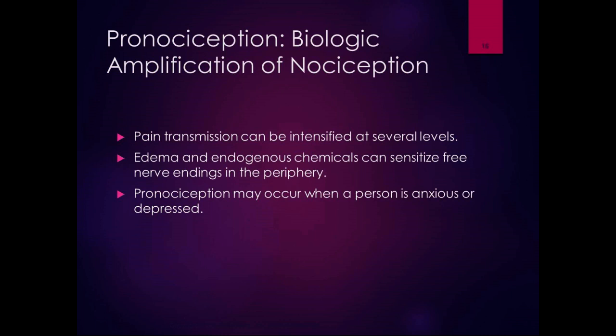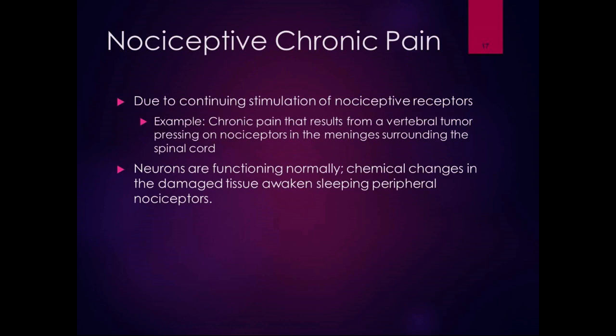So whereas pain transmission can be damped down at several levels, pain transmission can also be intensified at several levels. So edema and endogenous chemicals can sensitize free nerve endings in the periphery. And pro-nociception can also occur when a person is anxious or depressed. So the stress and depression and fear and all those things can biologically amplify pain. So we'll talk about nociceptive chronic pain in the next section, and then we'll bridge into chapter 12 where we start talking about neuropathic chronic pain.